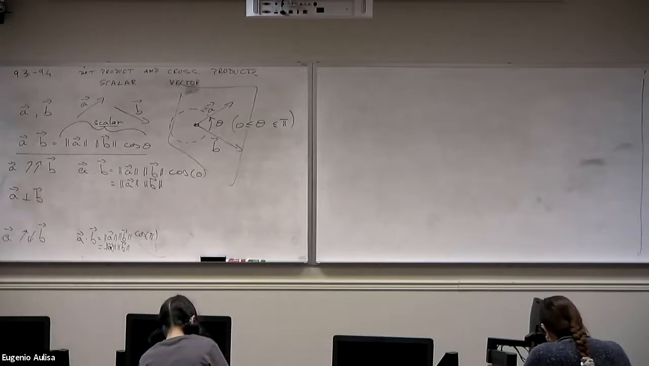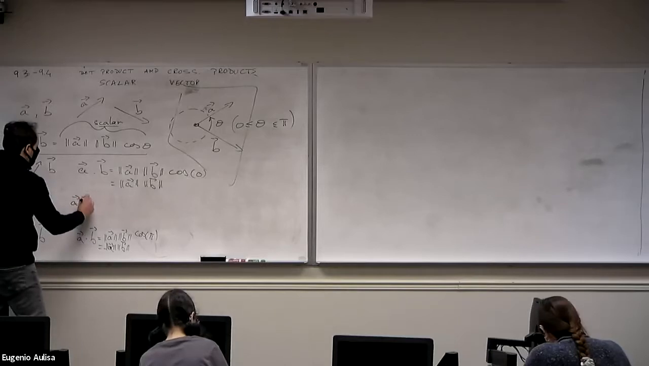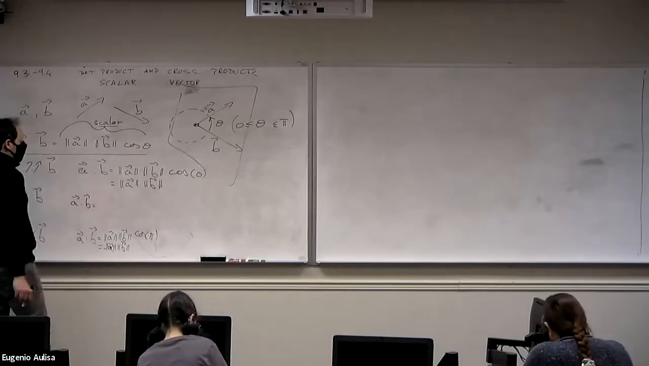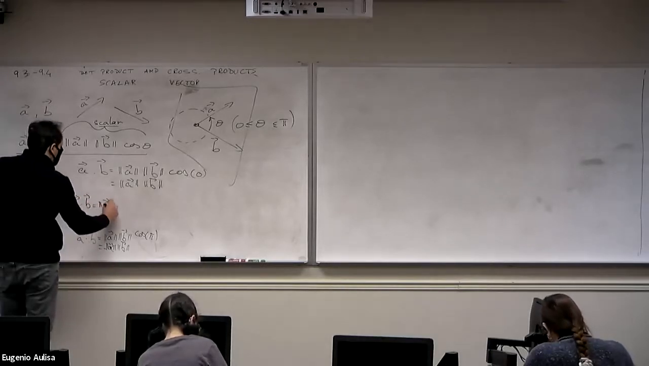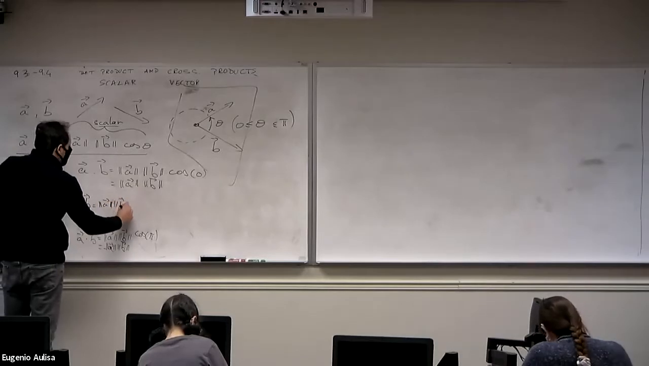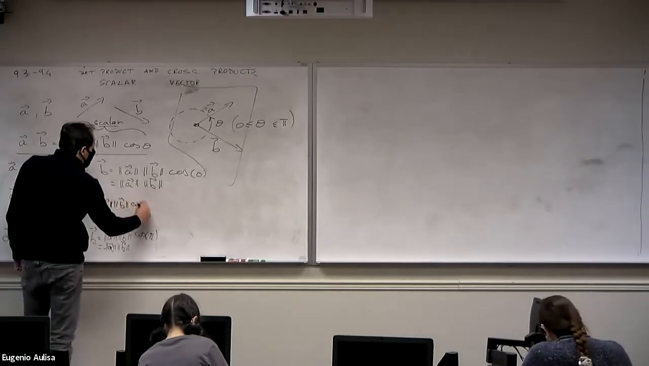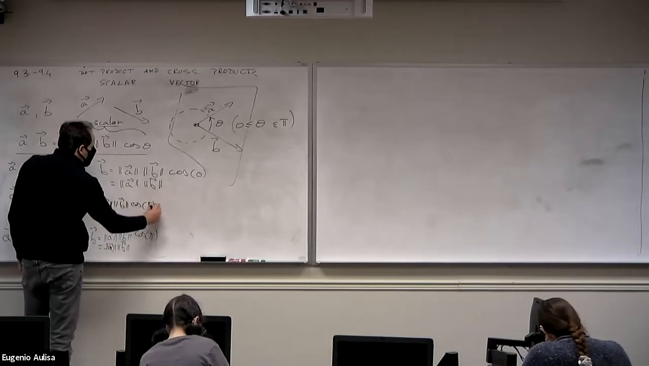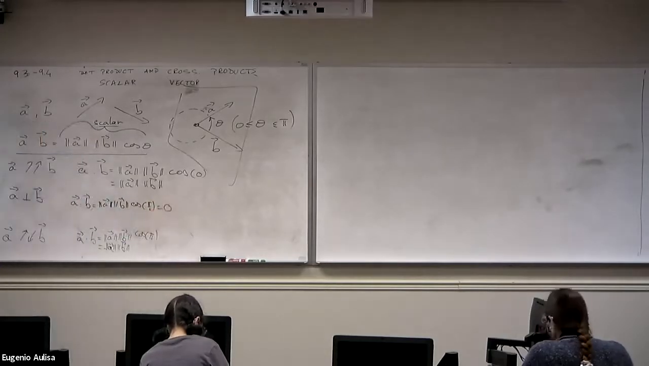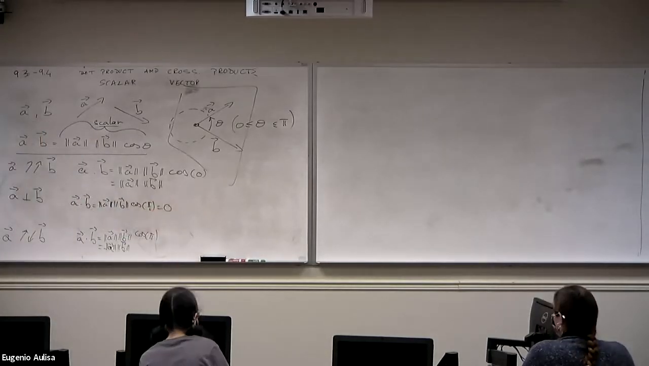A is perpendicular to B. A and B are 90 degrees. In this case, the dot product A dot B is going to be the size of A times the size of B times the cosine of pi over 2, but this is 0. So when two vectors are 90 degrees to each other, their dot product is always 0. Okay?